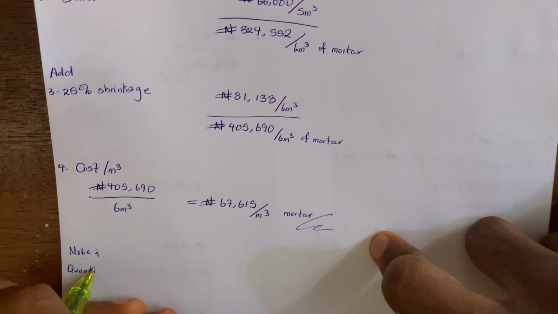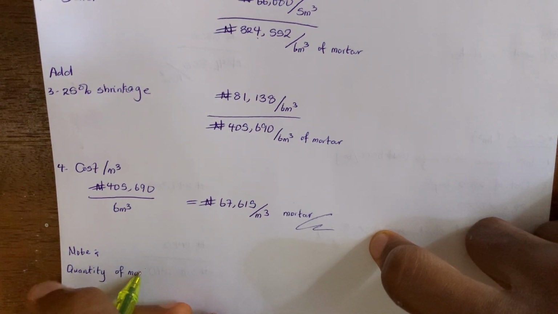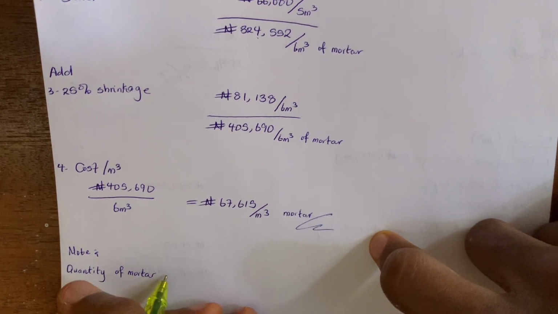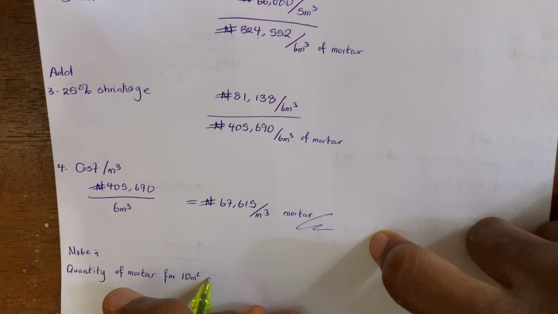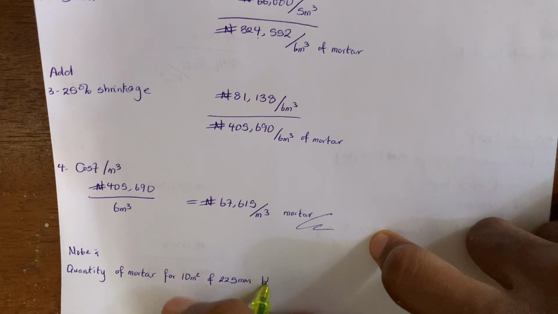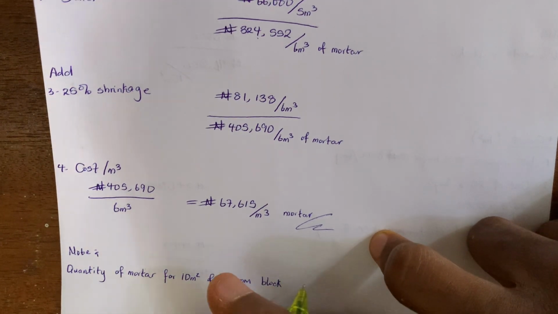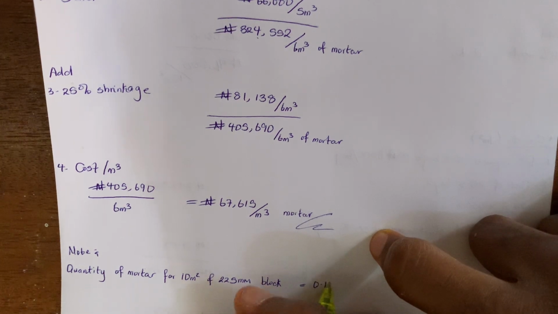Quantity of mortar for 10 meters square of 225 block is equal to 0.15 meter cube.